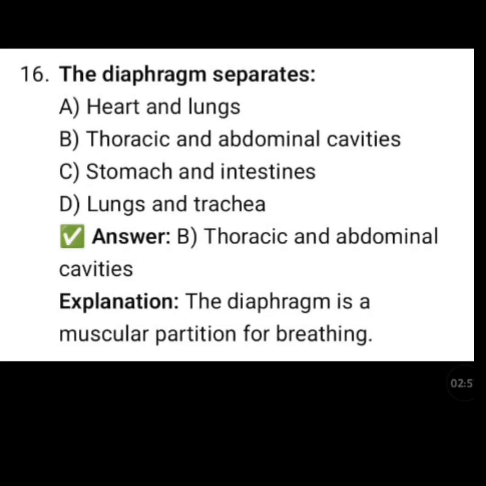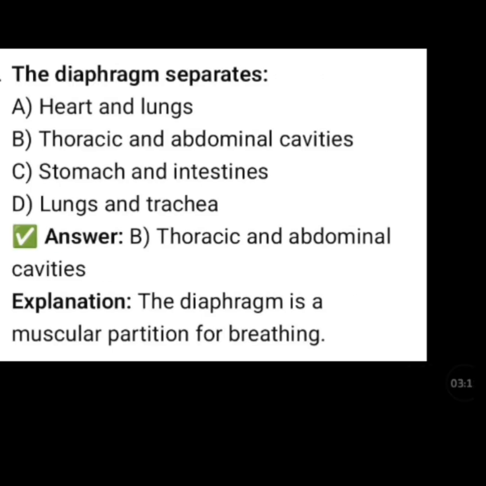The diaphragm separates: heart and lungs, thoracic and abdominal cavities, stomach and intestine, lungs and trachea. The correct answer is option B, thoracic and abdominal cavities. The diaphragm is a muscular partition for breathing.